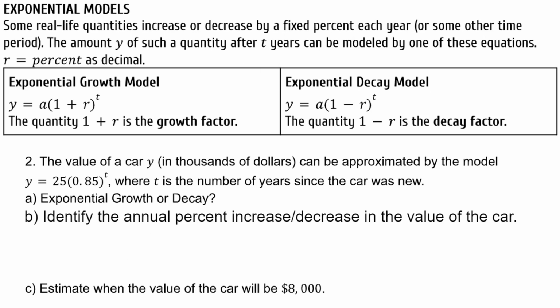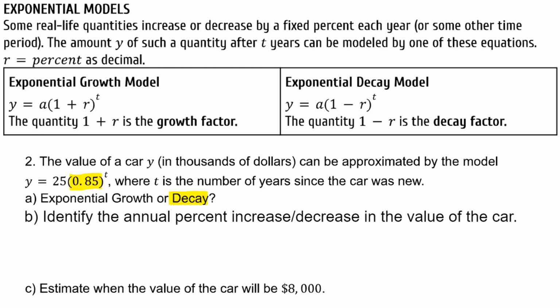The value of a car y in thousands of dollars can be approximated by the model y equals 25 times 0.85 to the t, where t is the number of years since the car was new. Is this exponential growth or decay? The base of your exponent b is 0.85, which is between 0 and 1, which means this equation represents exponential decay. Identify the annual percent increase or decrease in the value of the car.